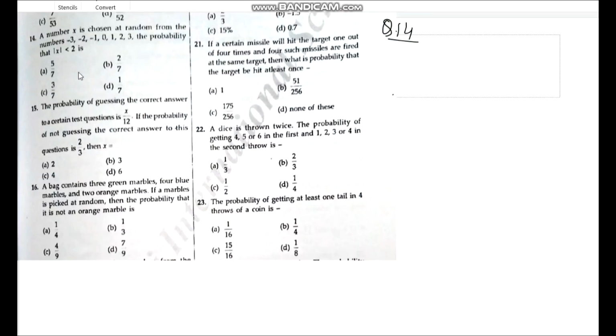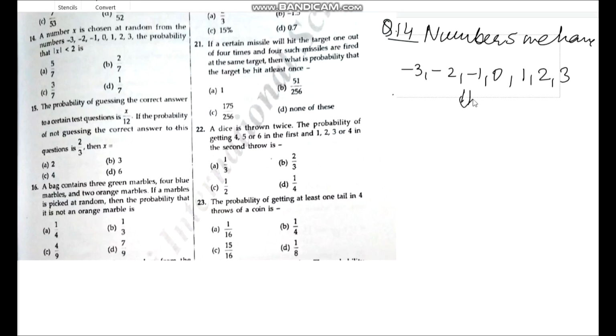They are asking about the set of numbers that we have. Remember, minus 3, minus 2, minus 1. So I can say the numbers we have as minus 3, minus 2, minus 1, 0, 1, 2 and 3. So how many are the total numbers? Total number is your 7.